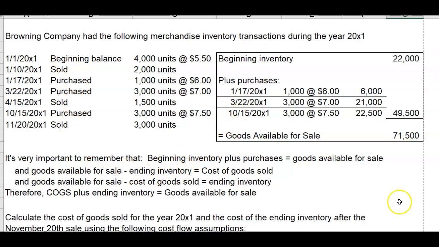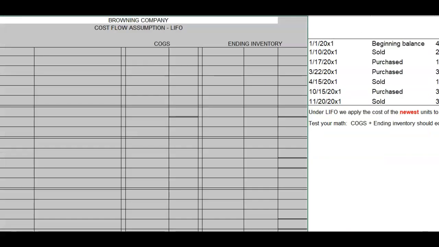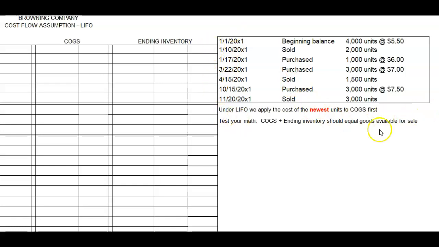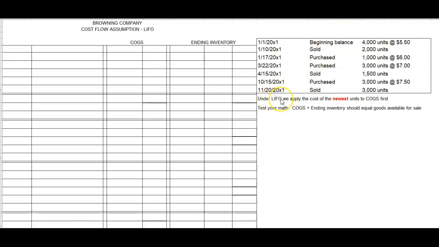You'll need your data worksheet, and you'll also need the FIFO worksheet. For convenience, I have included in my discussion page the actual data. If you're using the PDF version, you'll need to have both the data and the worksheet available. So remember, under LIFO, we must apply the cost of the newest units that we acquired to cost of goods sold first. So let's get started.